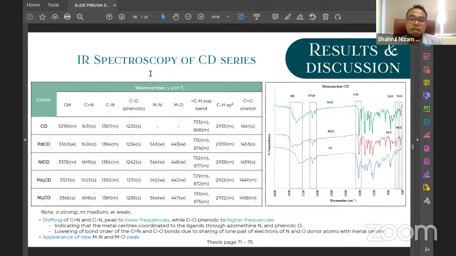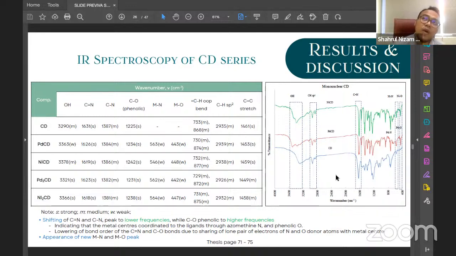So we did run IR spectroscopy, definitely. Let us see the shifting of frequency. You can see that for the ligand, CD is the ligand, the blue one at the bottom. And then when we form the PD and nickel mononuclear complexes, we can see that there is a slight shifting of frequency. The shifting of frequency means something happened with the bond. So the bond is weakened.